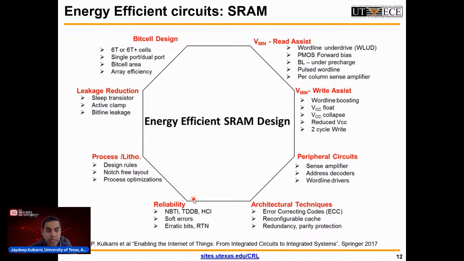When you are talking about SRAM design, what are the different aspects we as circuit designers need to consider? If you look at this plot, SRAM design is a very multidimensional process, starting from the bit cell design to the VMIN circuit assist techniques in order to lower the operating voltage of the memory array, along with the peripheral circuitry such as sense amplifiers, decoders, and drivers. In addition to the design aspects, we also need to care about architectural techniques such as error correcting codes. We also have to care about reliability, process integration, leakage, and power management. So in reality, a modern SRAM design is no longer just a bit cell design, but covers all the facets represented on this design curve.